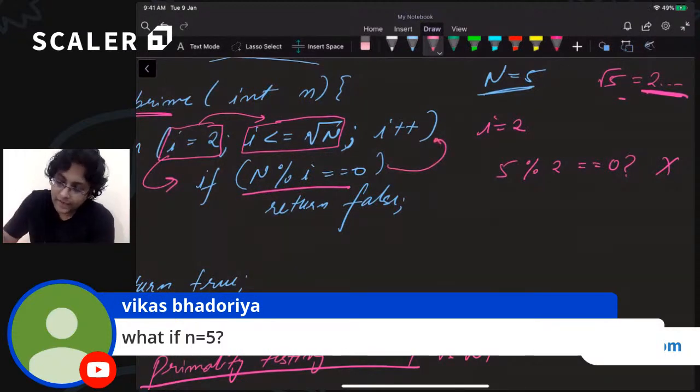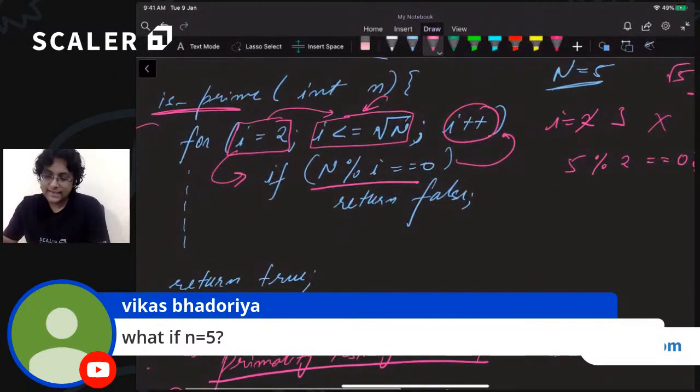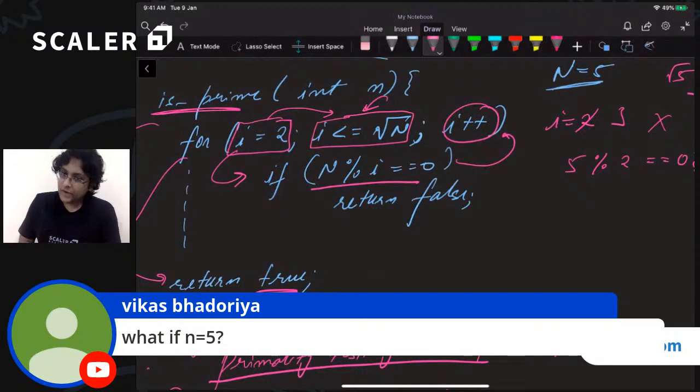We will increment i. So i will now become 3. Now once again we will check: is 3 less than or equal to the square root of n? No, 3 is not less than or equal to the square root of n. 3 is greater than the square root of n. So we will exit this loop and we will return true. So we will say that yes, 5 is prime, which is correct. Okay.